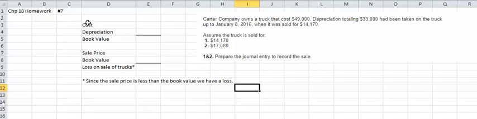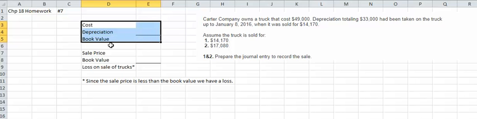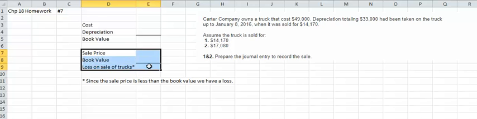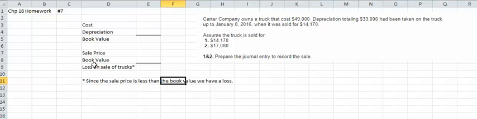So first thing we need to do is find book value. After we find book value, we're going to put that here, and we're going to show a loss or a gain. The first example is going to be a loss. So again, find the book value and compare to see if we have a gain or a loss on sale. So the cost is 49,000. Depreciation to date is 33,000. So it's going to be cost minus depreciation. So that's book value.